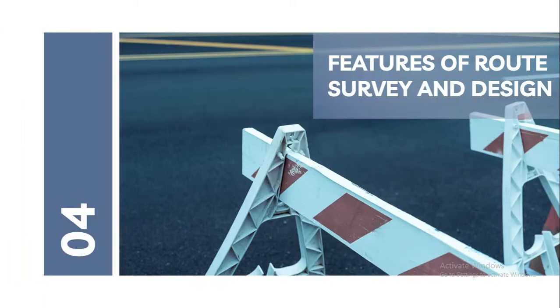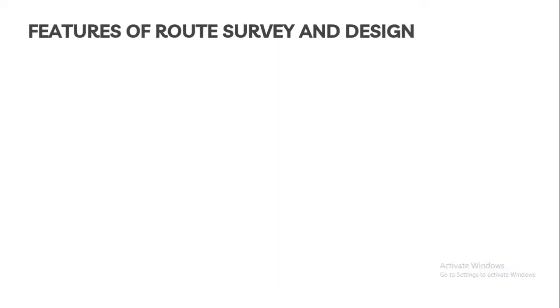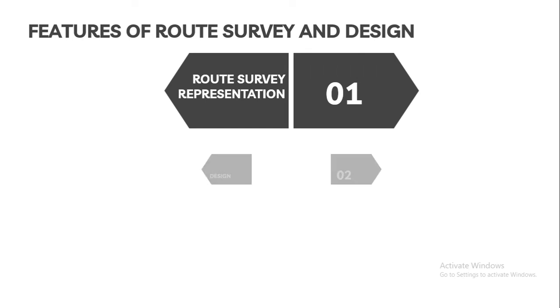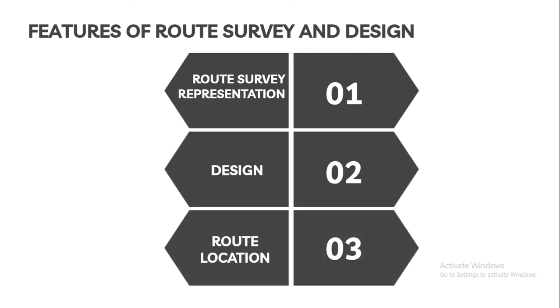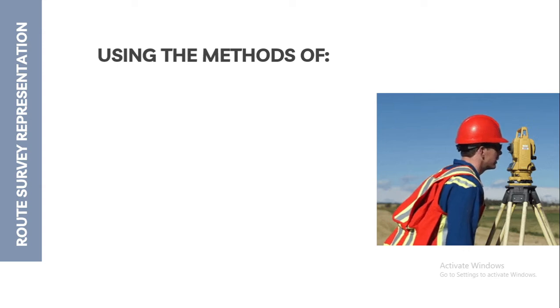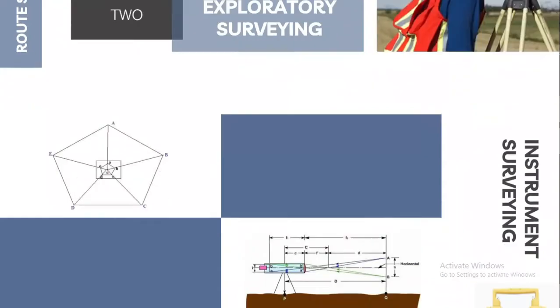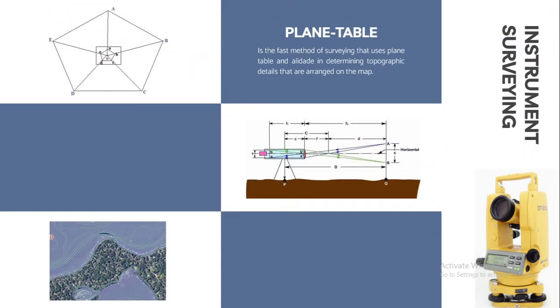We will now proceed to the features of route survey and design. There are three main features that we will discuss for this topic, namely route survey representation, design, and route location. In a route survey, representations of the actual course of the survey and of the plane horizontal features on both sides of it within the limits of direct visibility are plotted on a map board using methods of instrument and exploratory surveying. Instrument surveying includes plane table surveying.